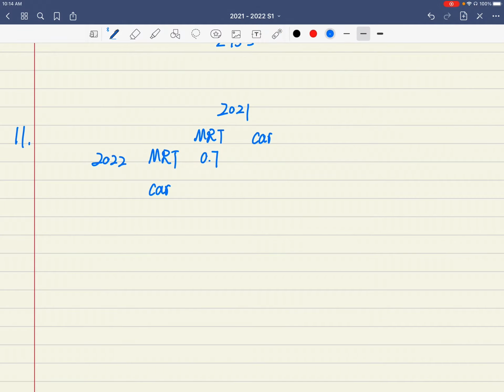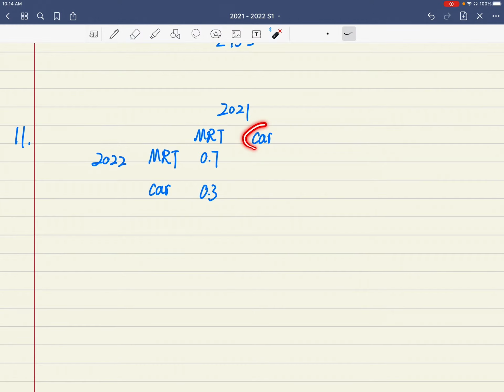Then the question is, what about the rest? What about the other 30%? Because you only have two choices, the other 30% will start driving a car. So that's the first column. This column is about people who are taking MRT this year.